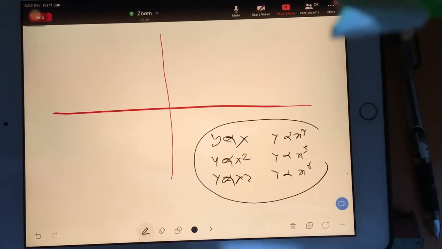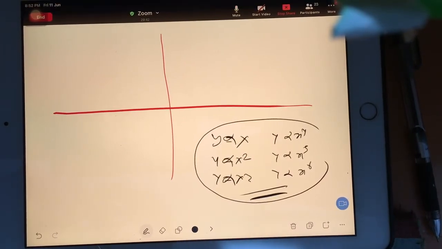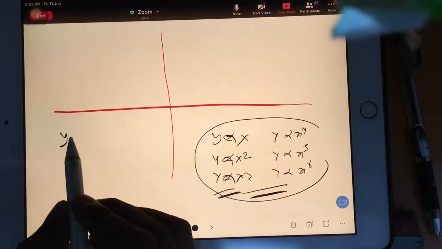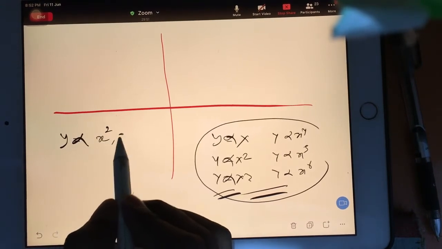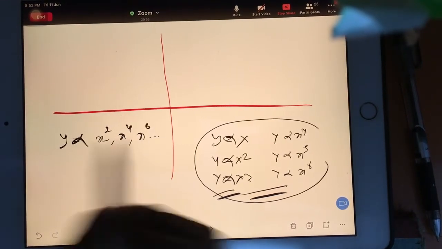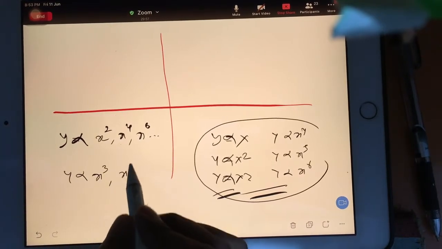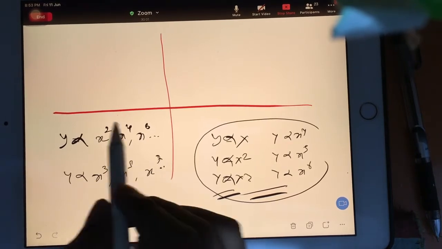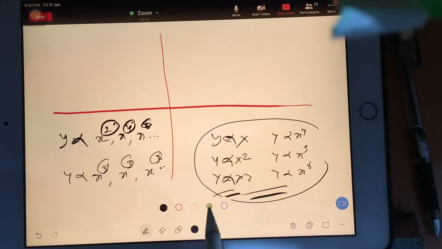So see, I will teach you now itself. This curve you classify into y proportional to x power 2, x power 4, x power 6. This kind of curve we will learn first. Then we will learn y proportional to x cube, x power 5, x power 7, this kind of curve. I mean even powers and odd powers. It should be very clear, guys.